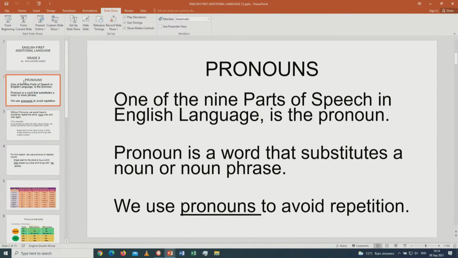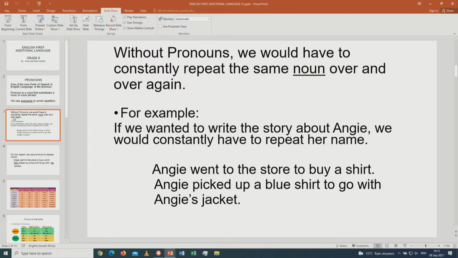One of the 9 parts of speech in the English language is the pronoun. A pronoun is a word that substitutes a noun or a noun phrase. We use pronouns to avoid repetition. Without pronouns, we would have to constantly repeat the same noun over and over again.